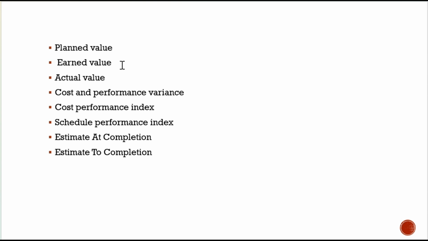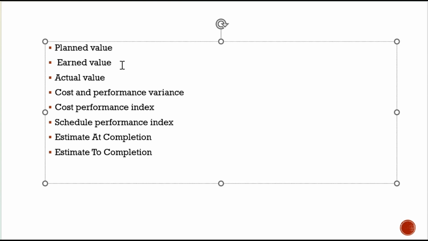Earned value, EV, is also called the budgeted cost of work performed, BCWP. It is the value of the actual work completed at a given point. Actual cost, AC, is also called the actual cost of work performed, ACWP. It's the real cost incurred for the performed work at that time. That is the actual cost of work performed. Now let's talk about the relationships between these variables.